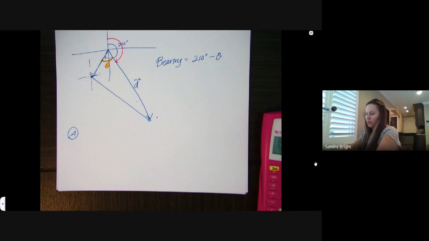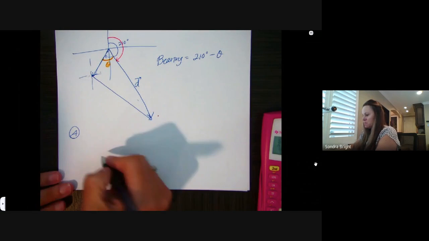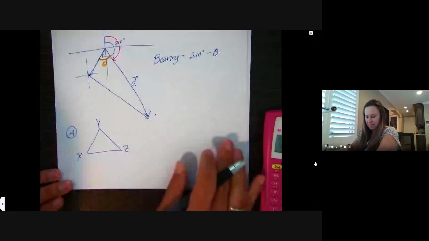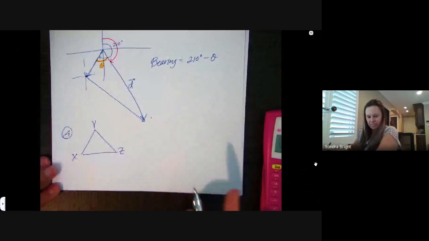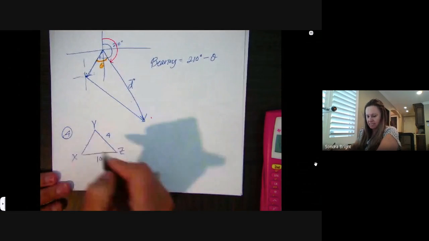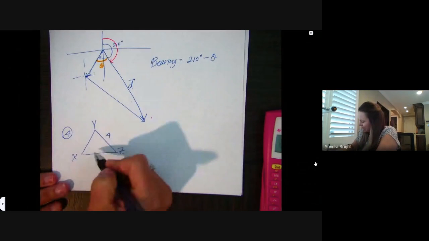So for number 4, it was triangle XYZ. I do always draw the picture because to me, it makes sense. It doesn't make sense to just start plugging things in where you don't know. So this time they gave you side X, side Y, and angle X.